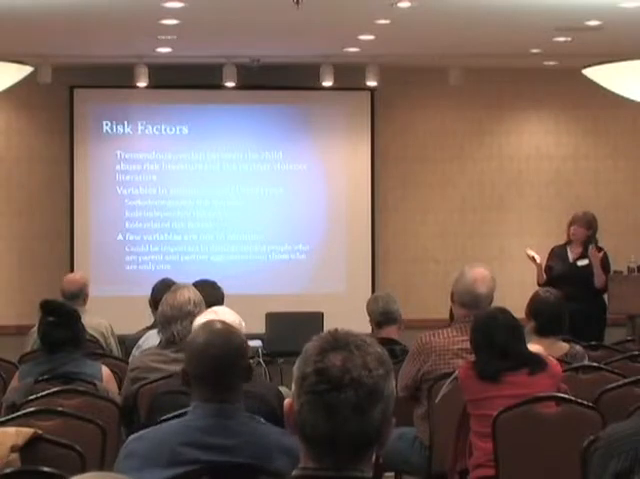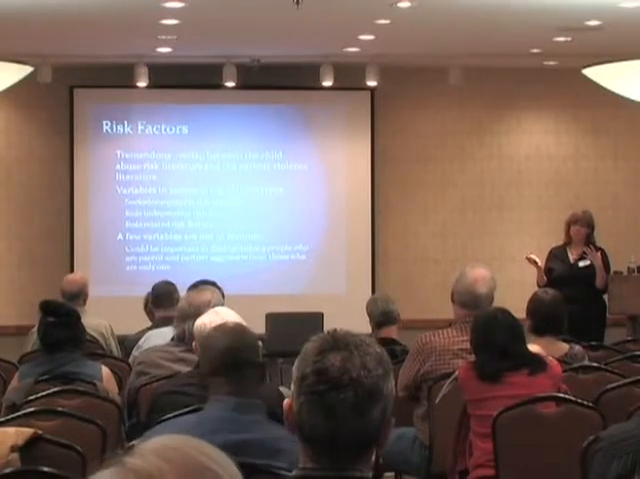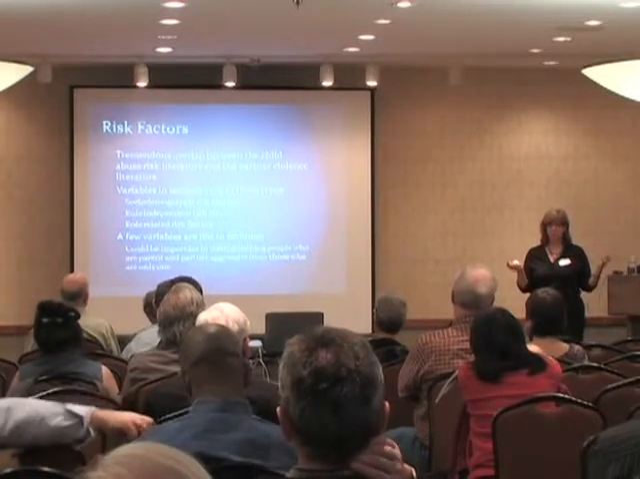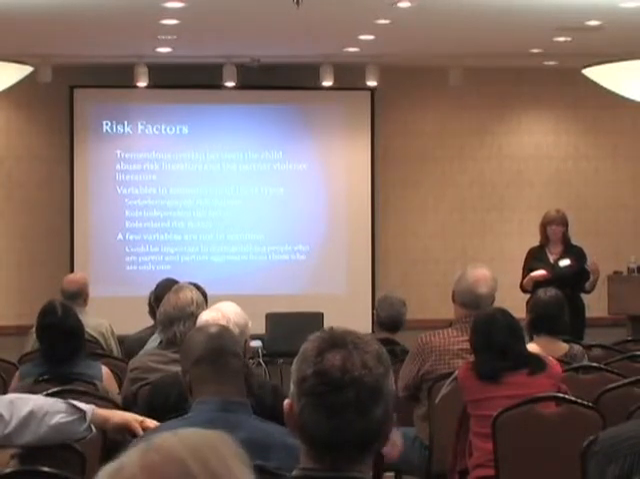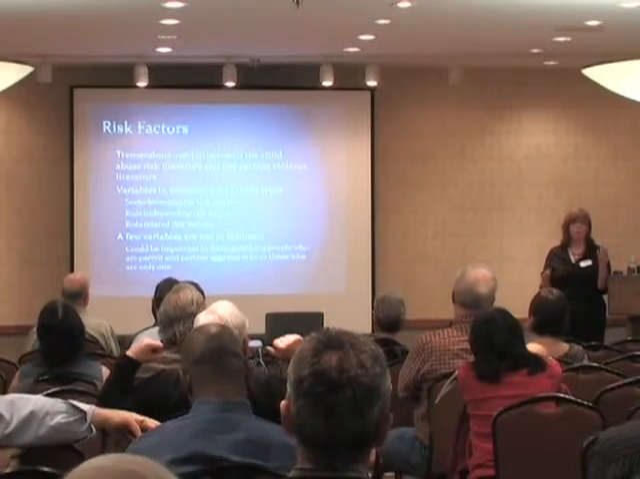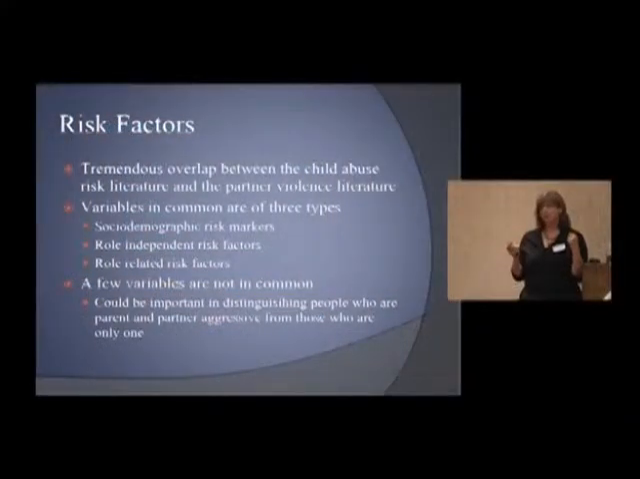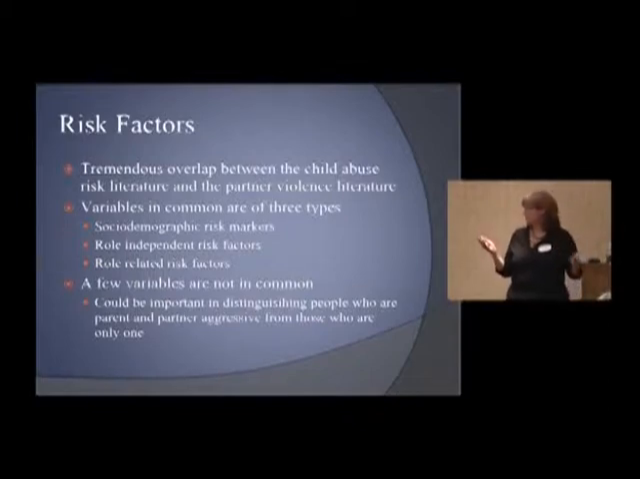And then there are also a few variables, like I said, that are not in common. Things like power imbalance in marital relationships and couple relationships doesn't show up in the parent-child literature. Why? Well, because that's inherently an imbalanced relationship, right? Jealousy and sexual jealousy and that sort of stuff doesn't show up in the parent-child literature. Things like parenting style, there's not really a good corollary for that in the partner literature. So there are a few separate kinds of things.